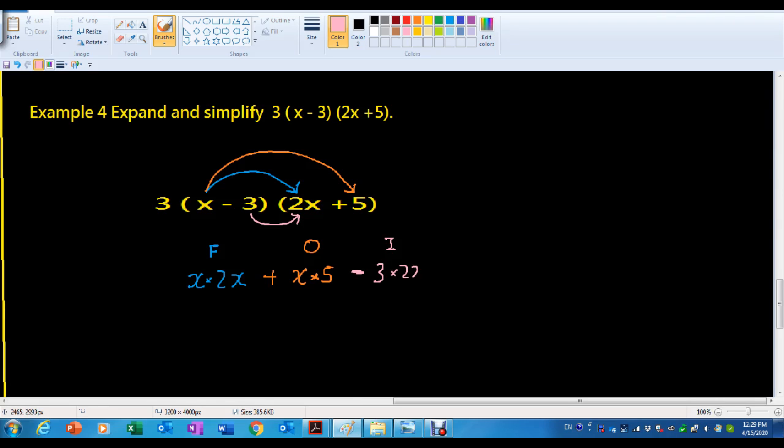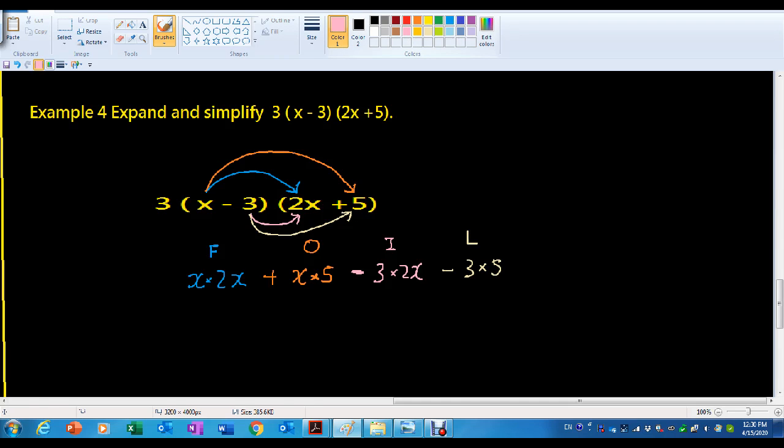And the last one is last. So it's minus 3 times positive 5. Again, it should be negative, right? So basically we've done the FOIL for the two binomials. But how about that 3?